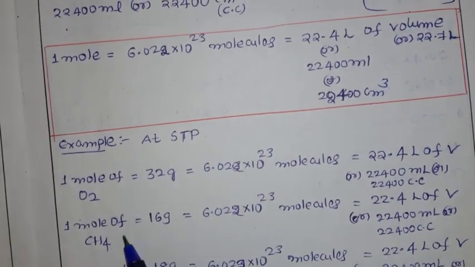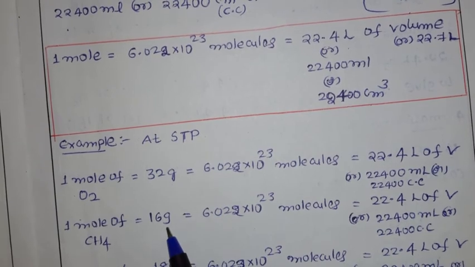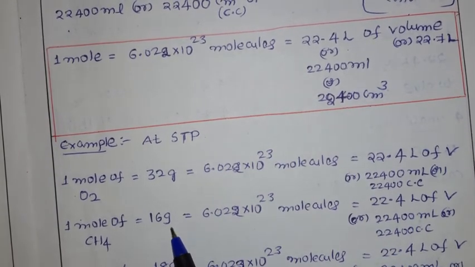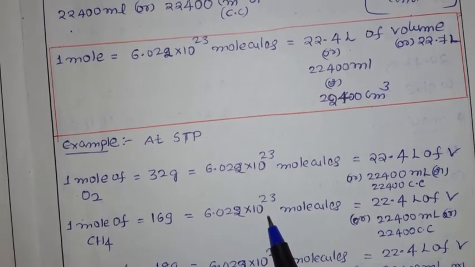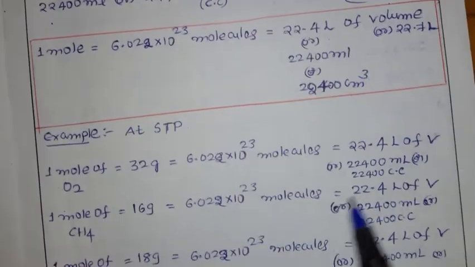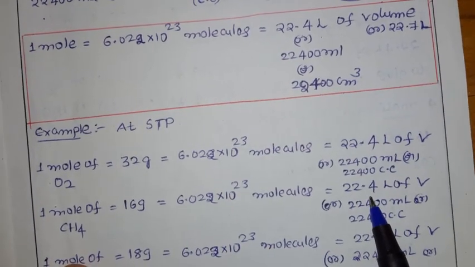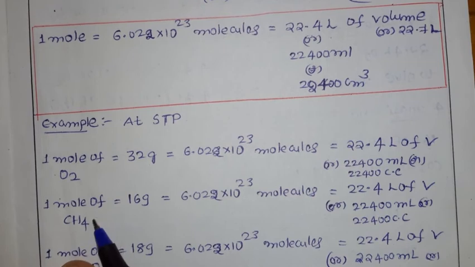Next, for 1 mole of methane, how much mass is there? 16 grams, the molar mass. How many molecules are there? Avogadro number of molecules. How much volume does it occupy? 22.4 liters. Why? Because we have 1 mole.